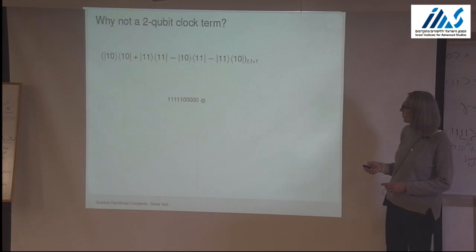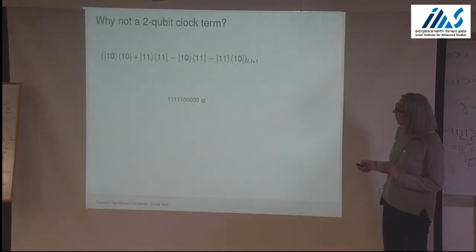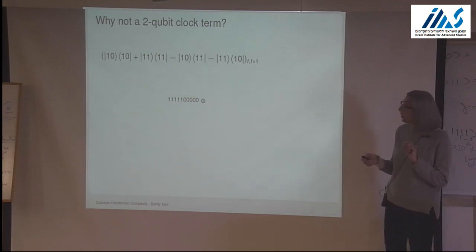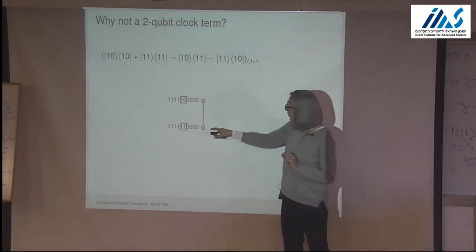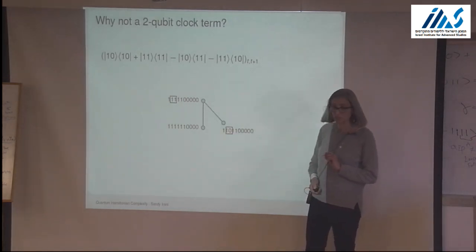All right. So why not a 2-qubit term? And the problem is that it can apply in places that you don't want it to apply. So if I look at this graph, yeah, it advances the clock by 1 here, but then you also get stuff like this happening. And you don't have this nice clean path structure anymore.